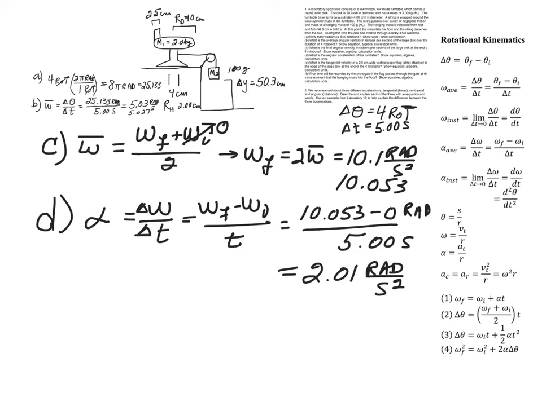this average acceleration equation, which is this equation here. So you could start with this one, or if you were just looking at these equations, if you rewrite this, you'll get the same thing. You'll get that alpha is the change in omega, final minus initial, over t.